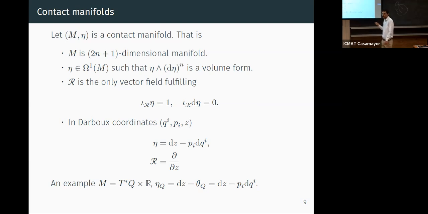An example of a manifold which comes with a natural contact structure is this one, the cotangent bundle of a manifold times R, which is also the first jet bundle of a manifold. And here the contact form is the differential of the R coordinate minus the pullback of the Liouville one-form of the cotangent bundle. And indeed, the bundle coordinates for this manifold are Darboux coordinates.